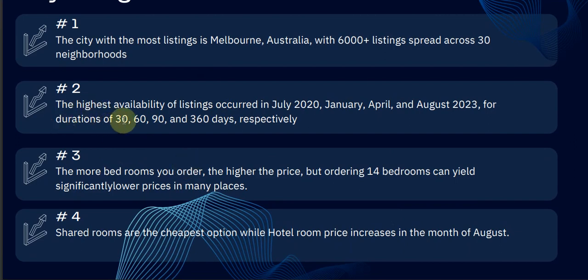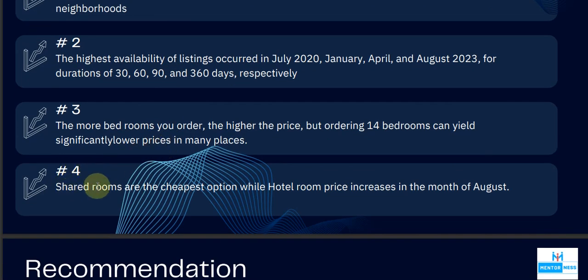Another interesting thing I got is that the more bedrooms one orders, the higher the price. But somehow, when ordering around 14 bedrooms, it can yield significantly lower prices in many places. And in the last slide we saw that shared rooms are the cheapest option, while hotel room prices increase, especially in the month of August.